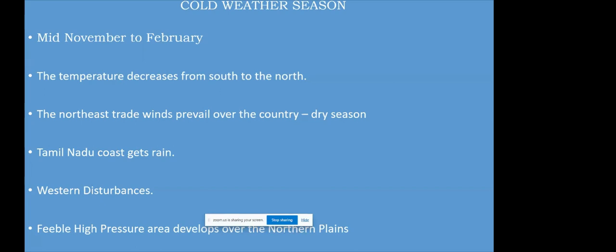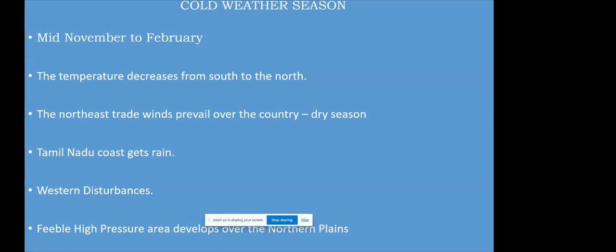Towards the end of May, pre-monsoon showers occur in Kerala and Karnataka. They are called mango showers. Can you tell me why they are called mango showers? Because the rainfall helps in the early ripening of mangoes. So they are called mango showers.